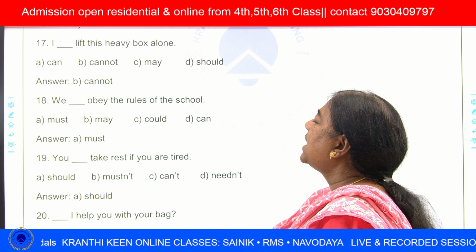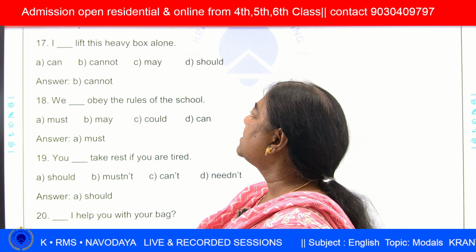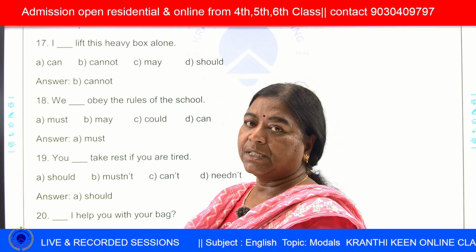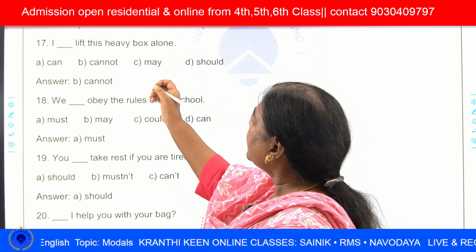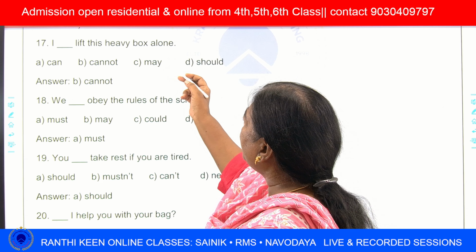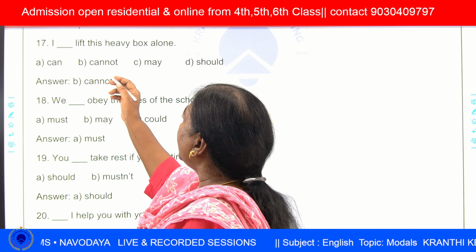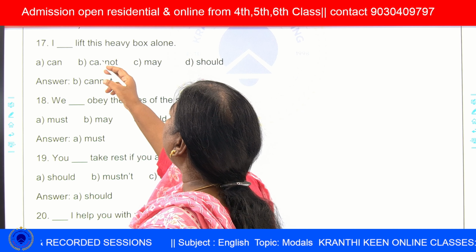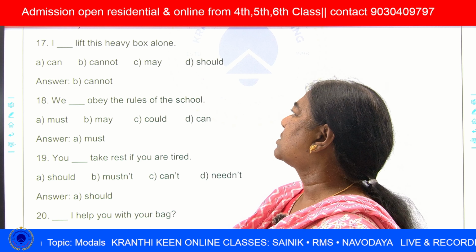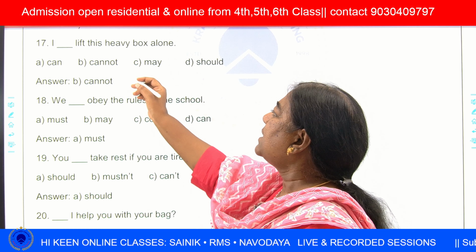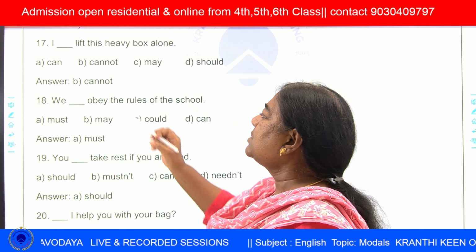17th, I dash lift this heavy box alone. So here it tells the ability of a person, or disability of a person. Clear? I can lift this heavy box alone, or you can also say, I cannot lift this heavy box alone. Now, if it were to be only box, you can just say, I can lift this box alone. But since here there's a mention of an adjective, heavy box, so better we use cannot.